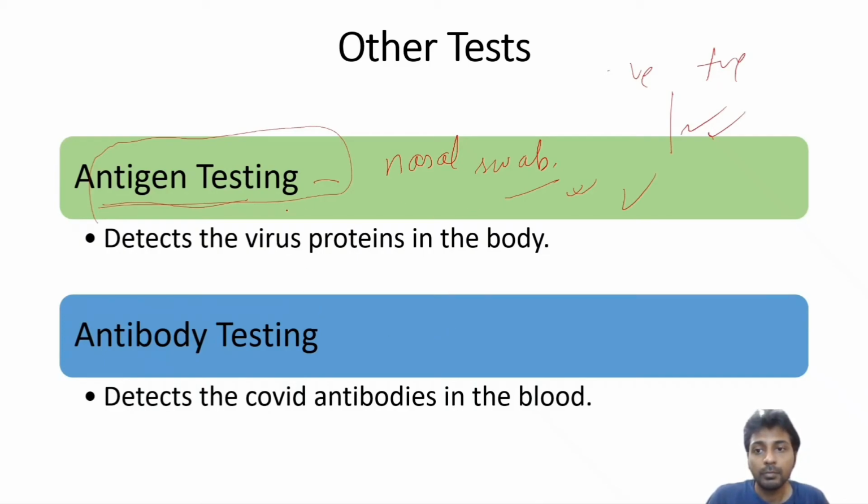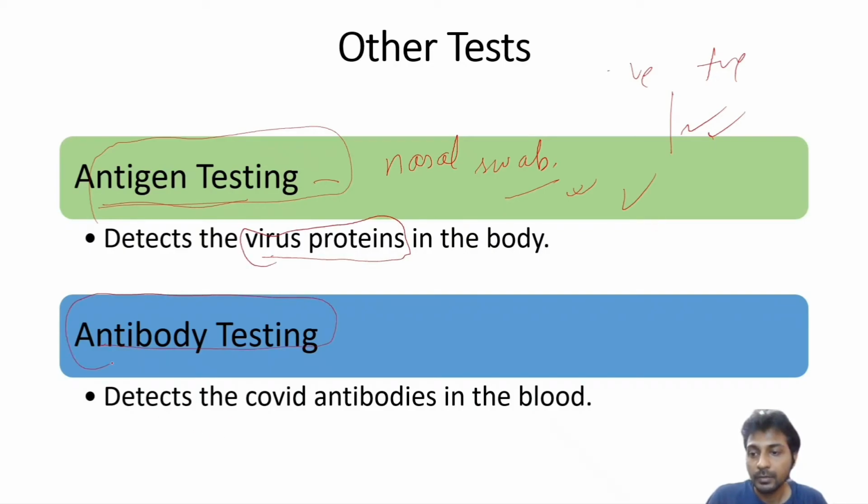And hence, the antigen test is not advised, and we always go for RT-PCR to confirm if someone has COVID or not. So if you come positive in antigen, it's more likely you have COVID, but if you come negative, you should get RT-PCR done. So antigen detects the virus proteins in the body.